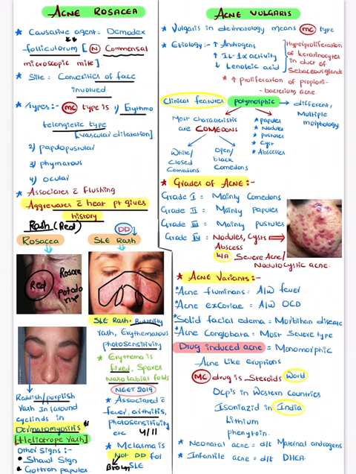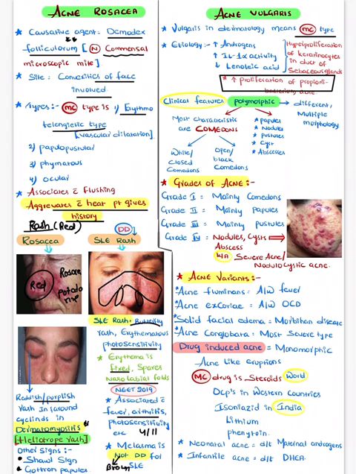Now coming on to acne vulgaris. Vulgaris in dermatology means the most common type of anything, guys. This is due to the increased proliferation of Propionibacterium acnes, guys. So what is the clinical feature?